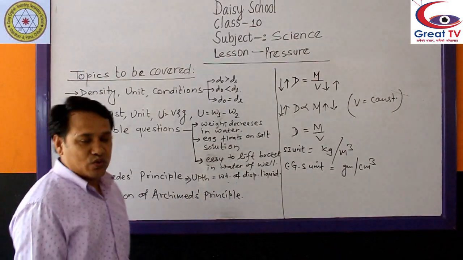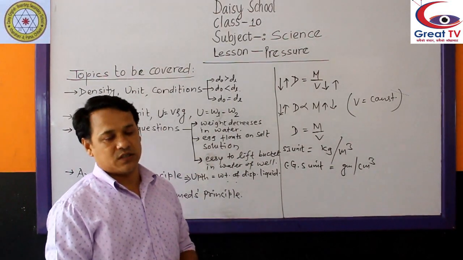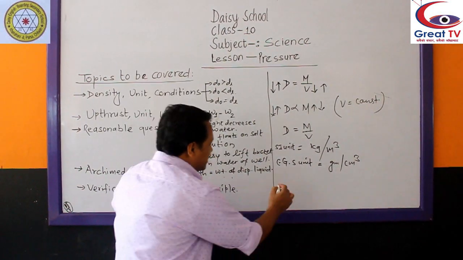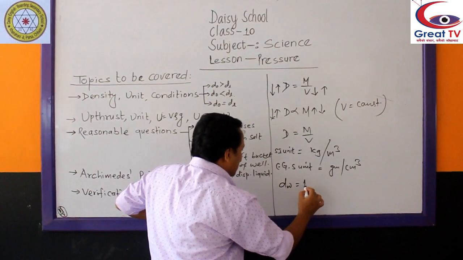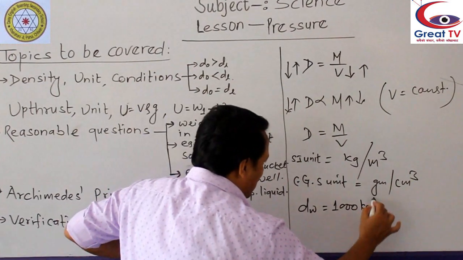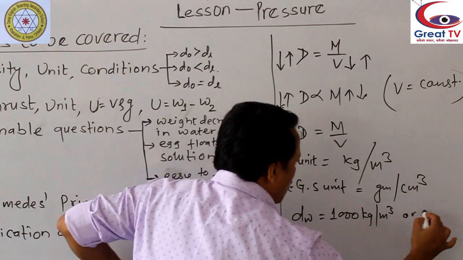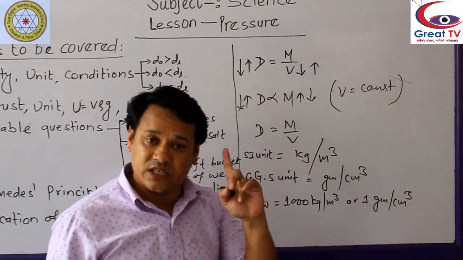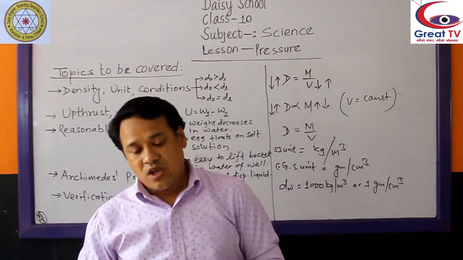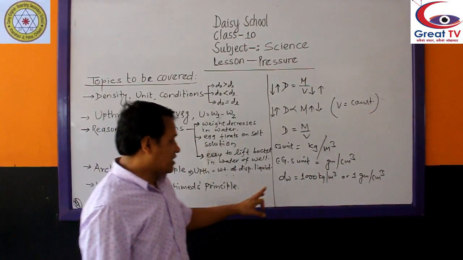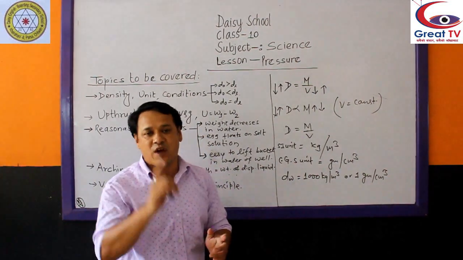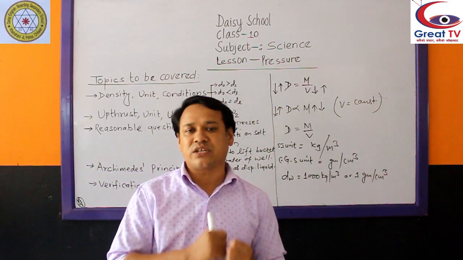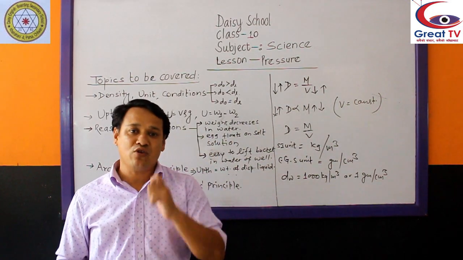You know the density of water. The density of water is considered the standard density, and it is 1000 kg per meter cube, or 1 gram per cm cube, at 4 degrees Celsius. So the density of water is 1000 kg per meter cube. You have to remember this, you have to know.